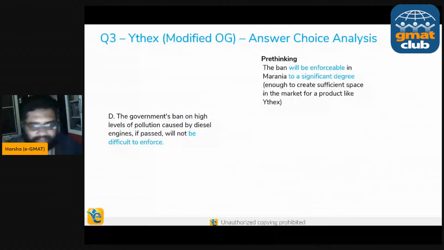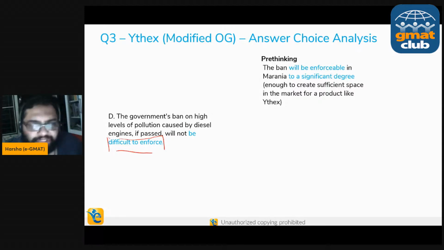Option D is again a very, very interesting answer choice, and it plays on this enforceability aspect, because one of our ideas was that hey, the ban will be enforced to a certain degree, a significant degree, enough to create sufficient space for Vitex to fill, right? But why is option D still incorrect? Because again, you have to pay attention to these nuances.